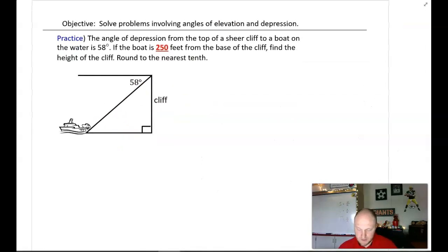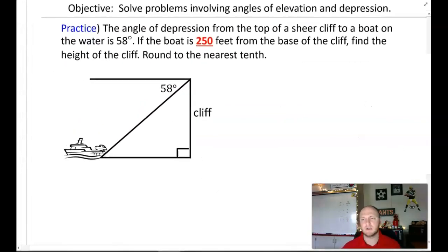All right, here is a practice problem. Please pause the video and give this one a go. All right, hopefully you paused it. Here they tell you the angle of depression from the top of a sheer cliff to a boat in the water is 58 degrees. When they give you this, they're really telling you that this angle is 58 degrees. Then they say if the boat is 250 feet from the base of the cliff, find the height of the cliff.